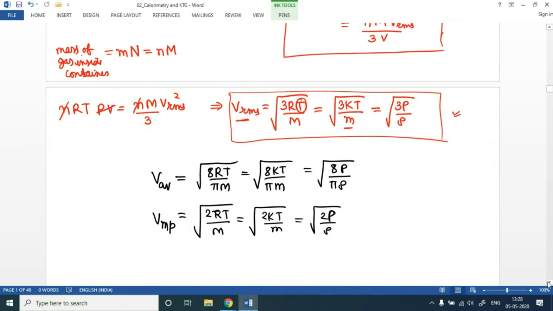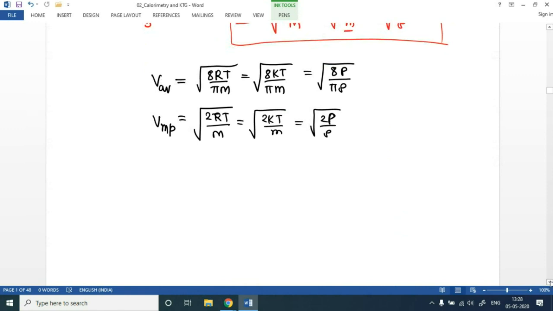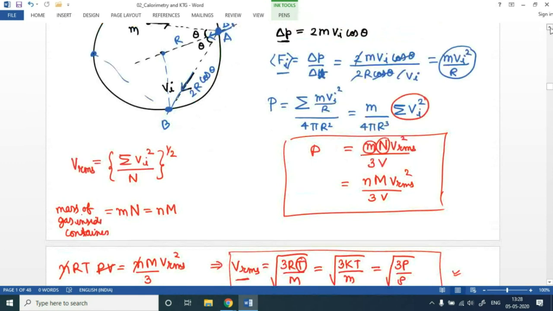And you should also notice one more thing here: the value of Vrms is greater than the value of V average, and that is greater than the value of the most probable speed. So this part we have derived in the spherical coordinate system, and please do remember these expressions.